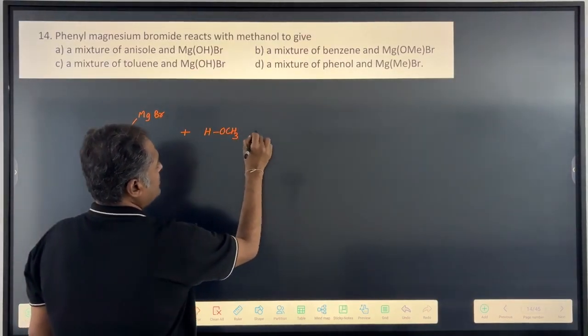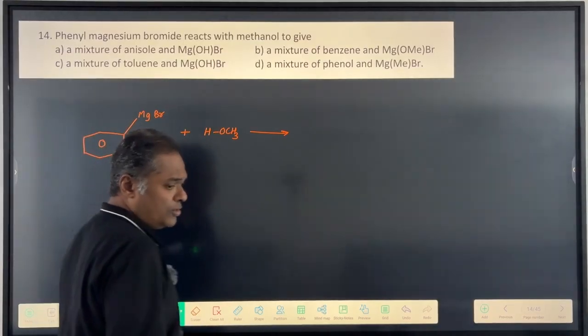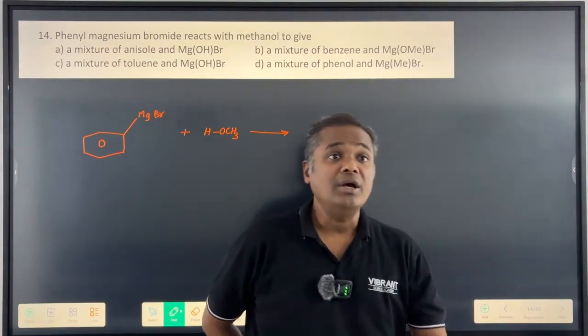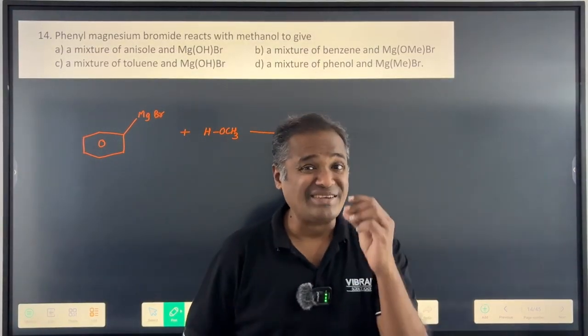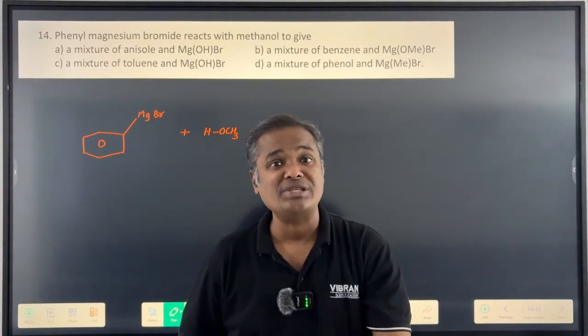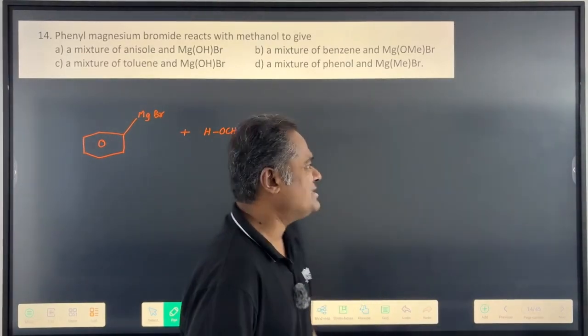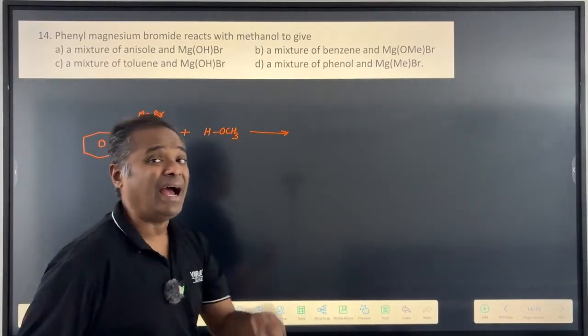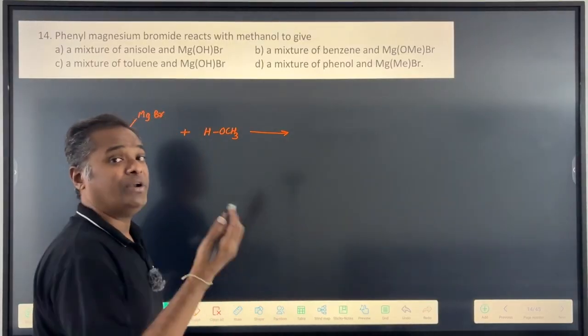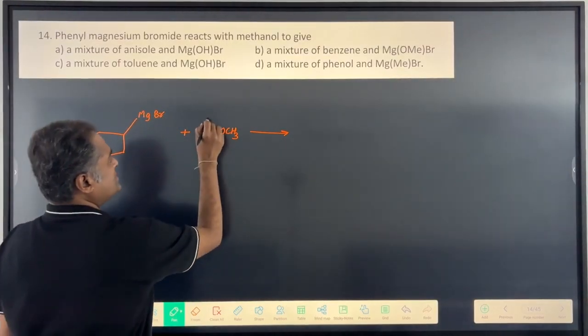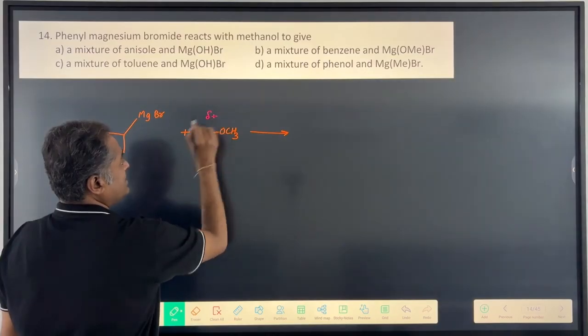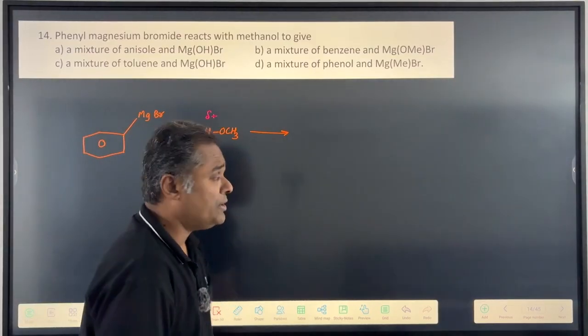And what is the product obtained? Now child, if you remember or not, I don't know, but let's try to recollect. When a Grignard reagent is treated with any solvent which shows an acidic character, what happens in that case? You get a hydrocarbon as the compound formed. Now how will it be? Let's see over here. Is this H an acidic H? Yes, it's a polar protic solvent.